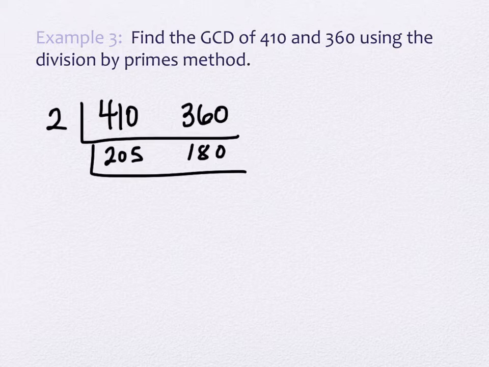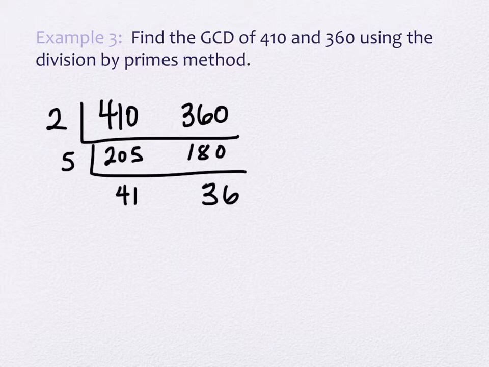How about 5? Yes, I told you we were going to get to that 5, Colton. Okay, so if I divide by 5, what is 205 divided by 5? 41. And 180 divided by 5? 36. 41 and 36. Any common factors?